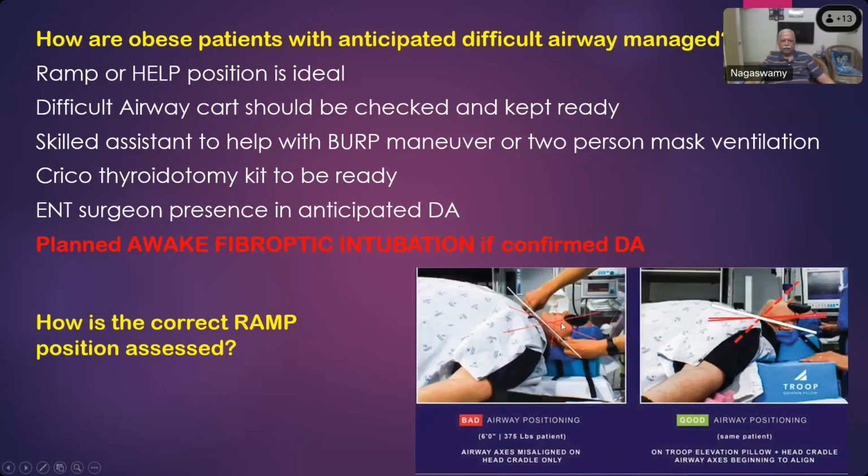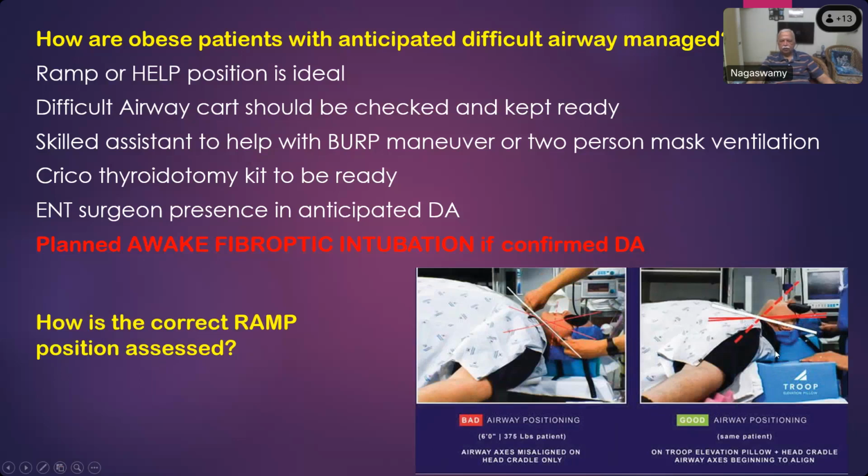So this is the bad position. Here you can see the head is low and the three axes are not parallel to each other. It's crisscrossing, the oral, pharyngeal and laryngeal axes, aligning on a head cradle only. Whereas if you use the RAMP position, there is a special pillow that should go under the shoulder also, and there is a headrest. If you do that, the external auditory meatus and the suprasternal notch will come in a straight line. So this is the correct, good positioning.